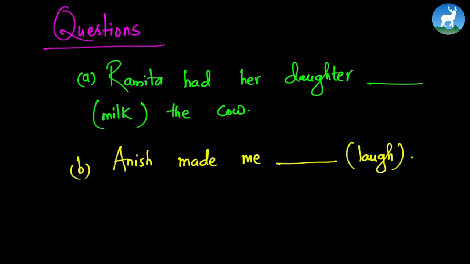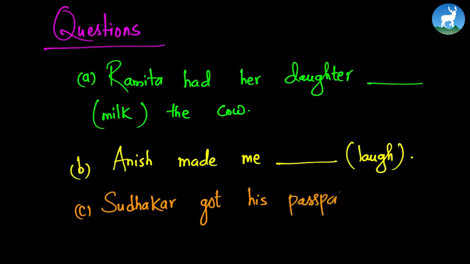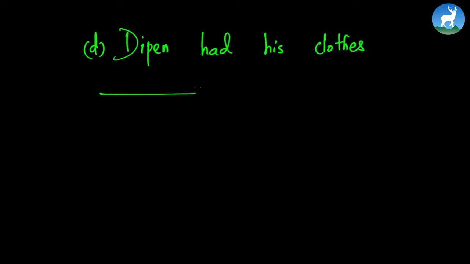Let me write some more. Number 6. Sudhakar got his passport dash examined. Let me write some more questions. Number D. Deepen had his clothes blank space wash.